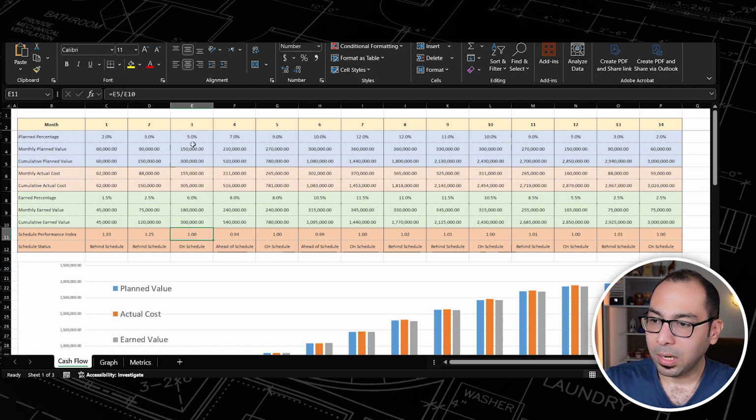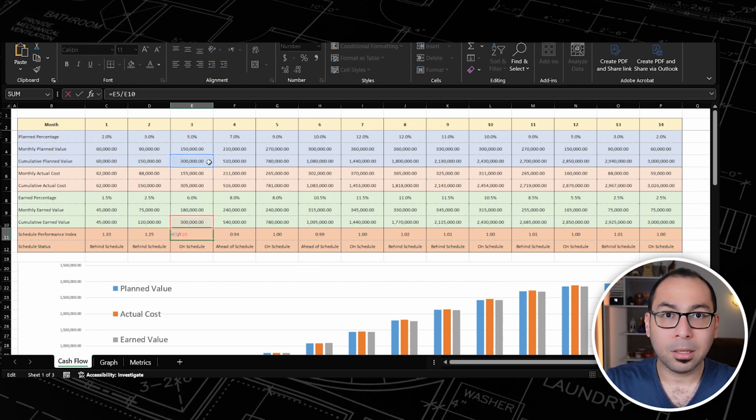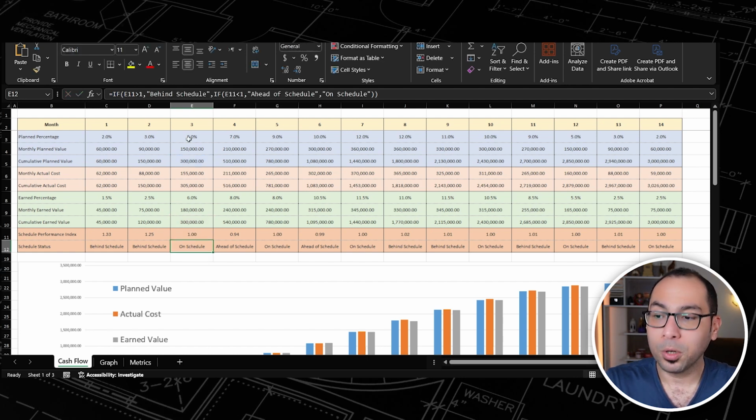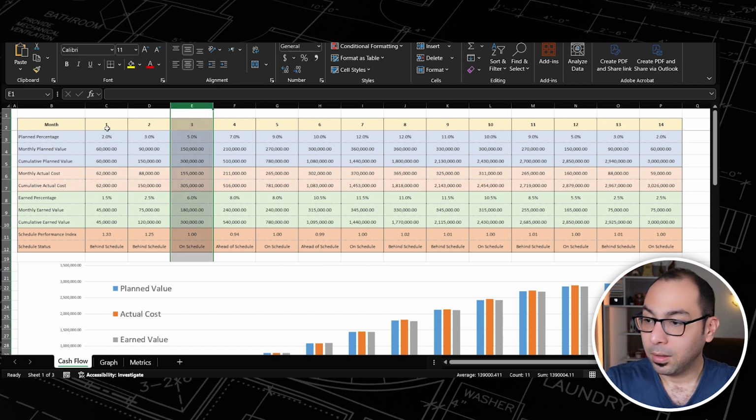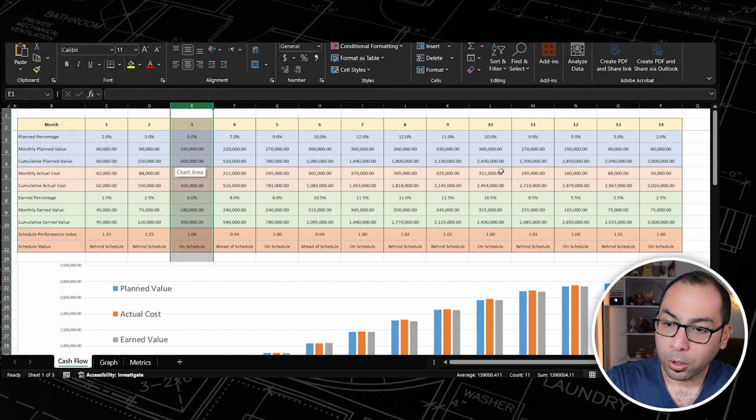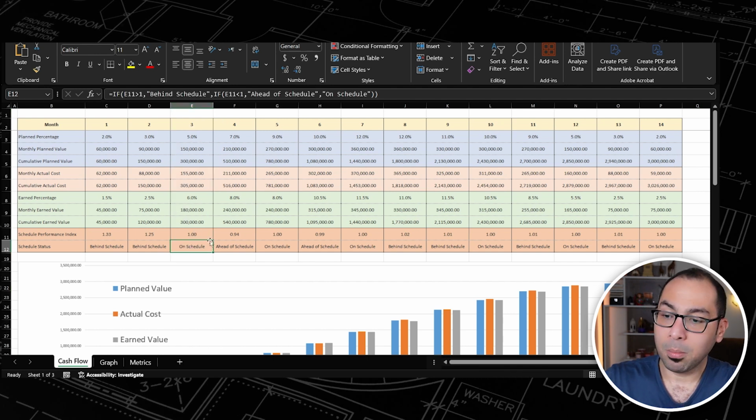So here, for example, in the third month, if you can see, the Schedule Performance Index is equal to 1. Why is it equal to 1? Because our cumulative planned value was 300,000 and our earned value by the third month was also 300,000. So that means that we are on schedule. In the third month of the project, when we look at columns 1, 2 and 3, we will not have all of this because we are still in month number 3 of the project. So here, in month number 3, I am on schedule.